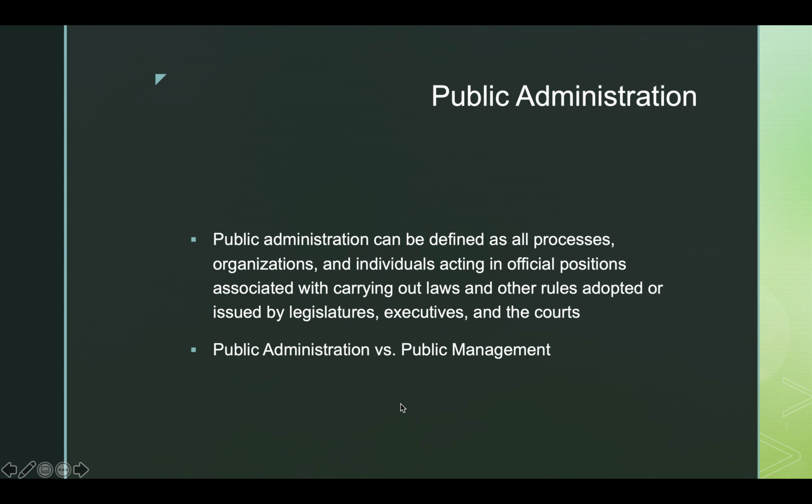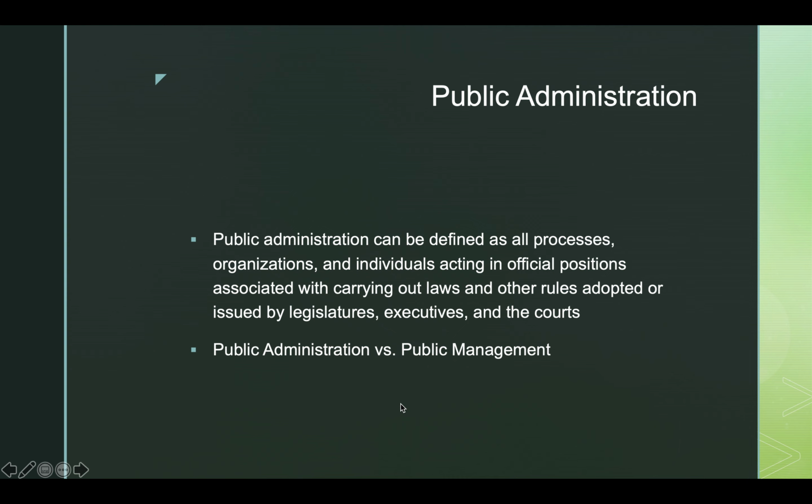Public administration can be defined as all processes, organizations, and individuals acting in official positions associated with carrying out laws and other rules adopted or issued by legislatures, executives, and the courts. The people we focus on in this course are those who implement laws and rules, not make them. These are generally people in unelected positions in charge of making decisions on the day-to-day operation of government.